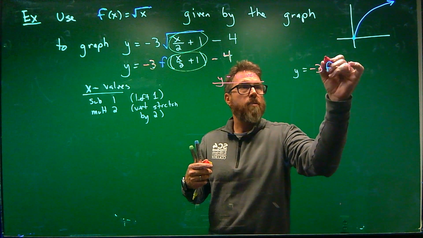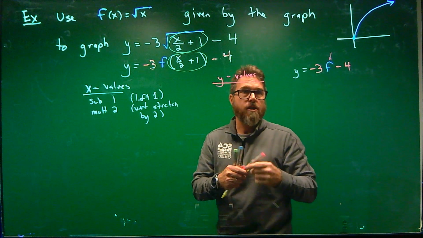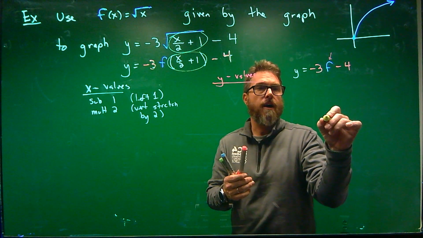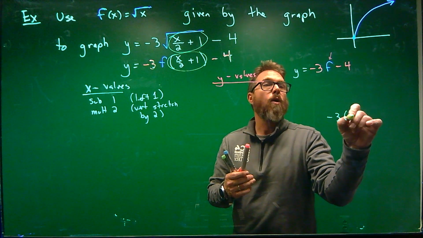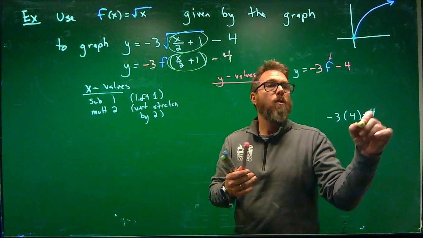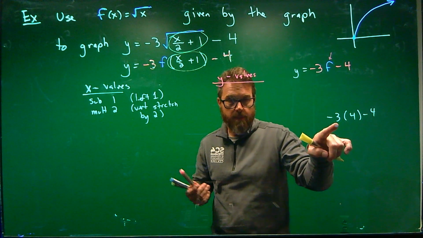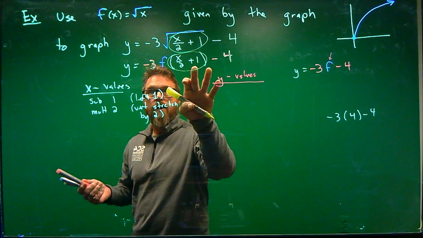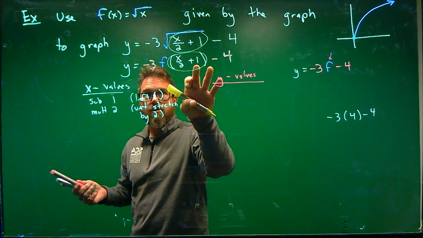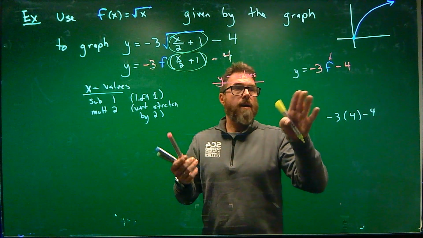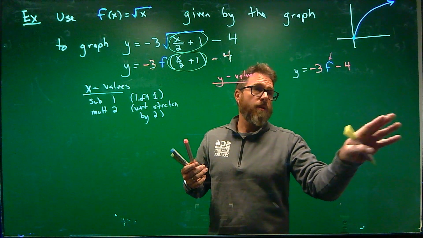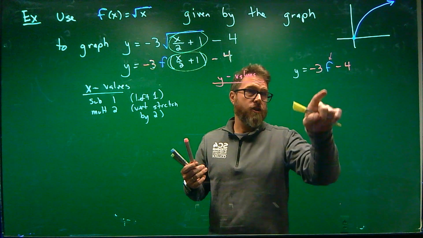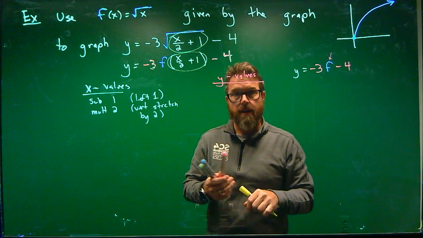So if I was to plug something in the f location, say, I don't know, say 4, well, what I'd have to do first is the multiplication first and then the subtraction second. So for x's you solve, you'll have to do outside to inside, so subtract, multiply. Now, the y values are evaluation, so I'm going to have to do the multiplication before the subtraction.